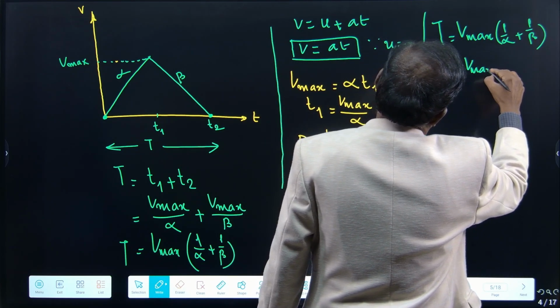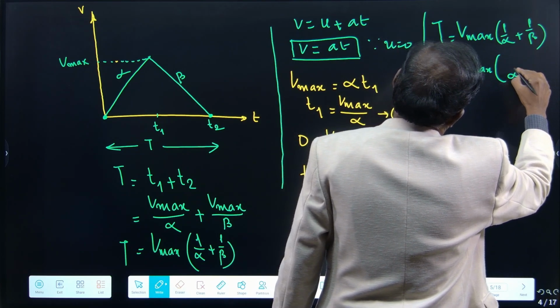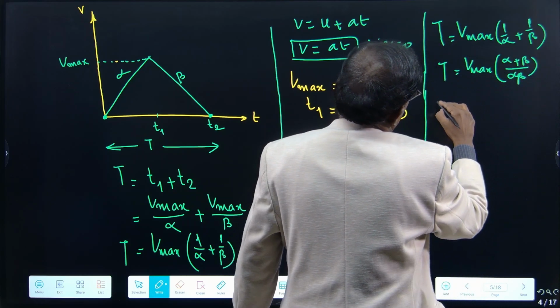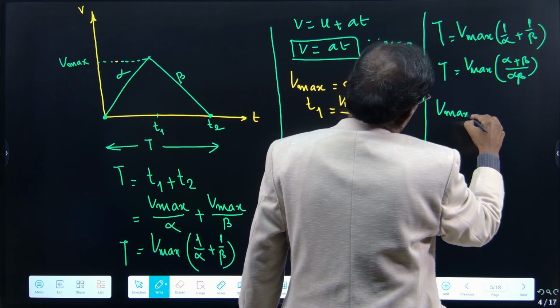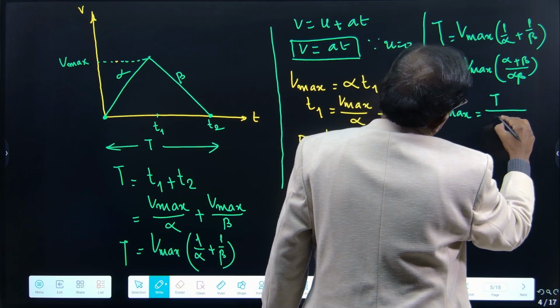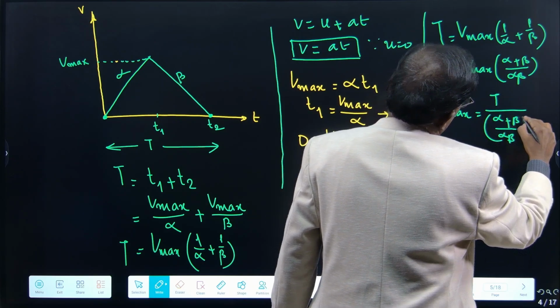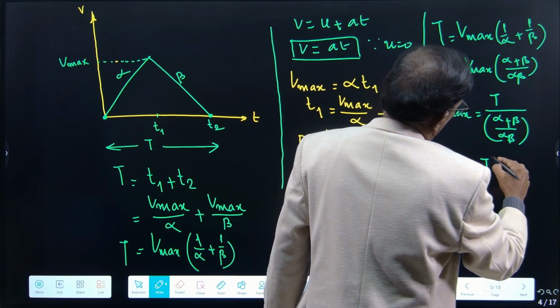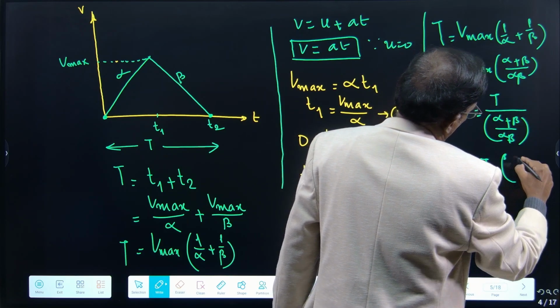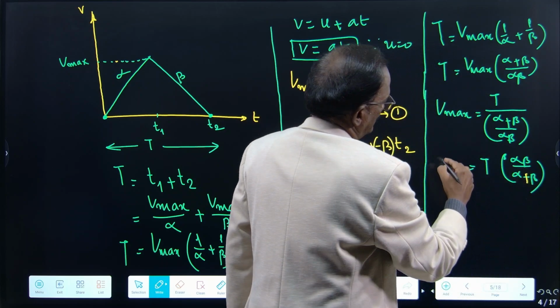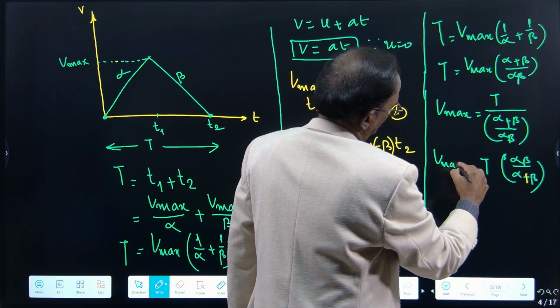V max of, this is LCM, alpha plus beta. This is T. So V max is equal to T divided by alpha plus beta divided by alpha beta, or T of alpha beta divided by alpha plus beta. So this is V max.